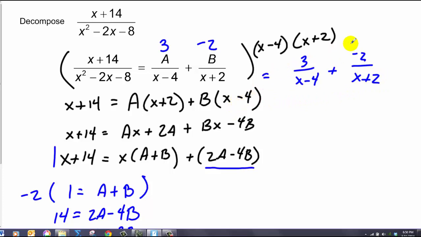This concept is going to help us quite a bit second semester of calculus. We'll be needing to decompose fractions in order to get our problems started.